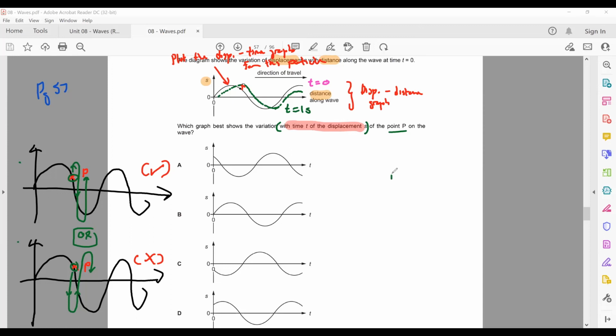So what I'll just say here is, to determine whether P moves up or down first, draw a wave profile.